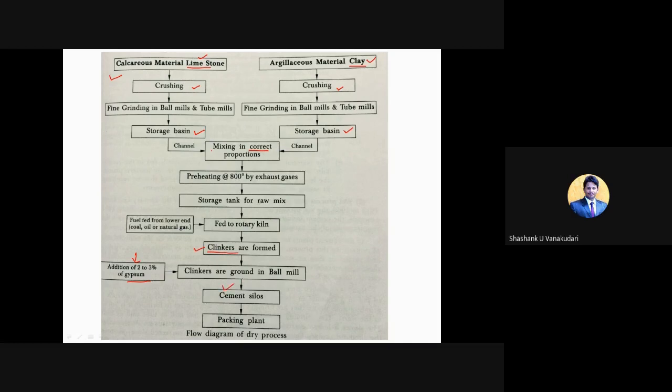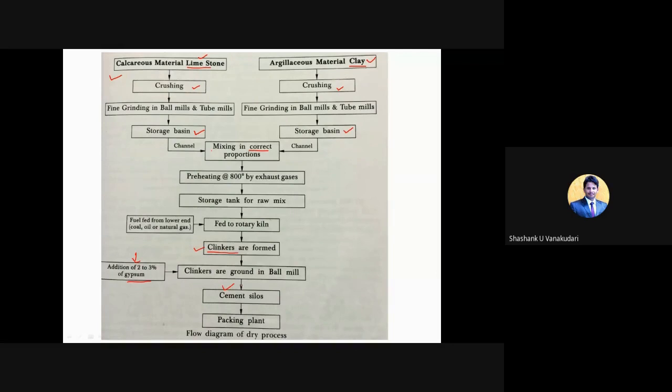Then that entire powder form is sent to the cement silos. Silos are nothing but a big chamber, where the powder form of the cement is stored. So clinker and gypsum together directly indicate what? Cement powder. Then it is stored in the cement silos and then sent to the packing unit.